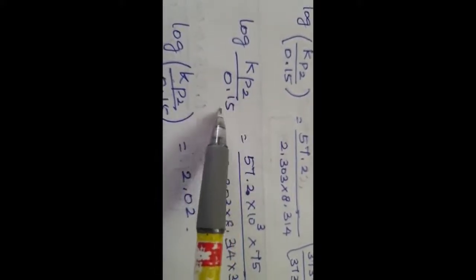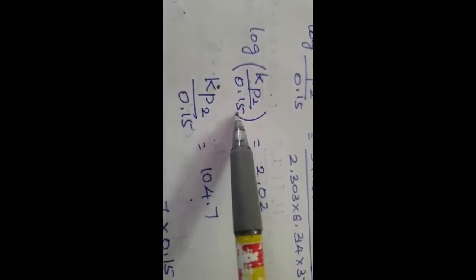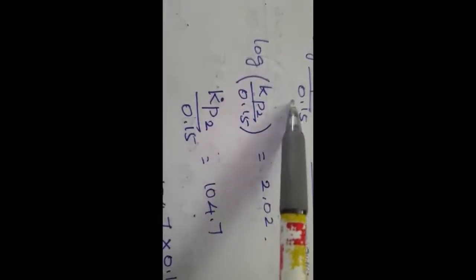Then you write the remaining numbers given here. Then log of Kp2 divided by 0.15 is equal to this value. If you simplify this, you get 2.02. So log of Kp2 divided by 0.15 is 2.02. To remove this log, we take it to the opposite side, which means anti-log.